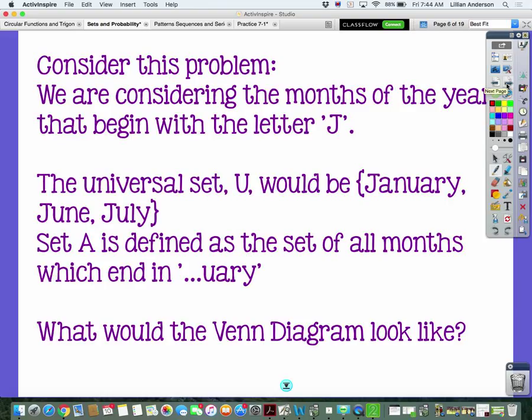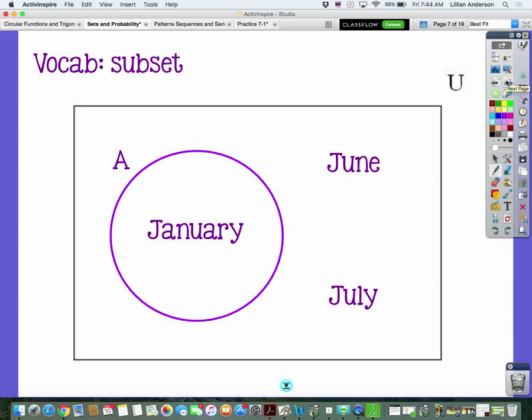Then June and July, even though they don't end in January, they are still a part of the universal set. So they will be outside the circle. And what would that look like? It will look just like this. You have your rectangle, you have your circle to represent set A, and you have the elements that fit that particular type of set. The ones that don't fit that set, but are still a part of the universal set, would be inside of the rectangle.